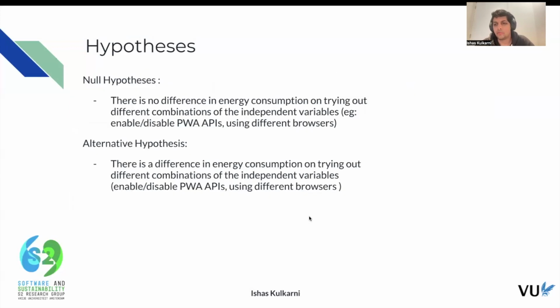Based on this information that we discussed, we formulate our hypotheses. Now, I will briefly go over the hypotheses of our empirical study. We have defined the hypotheses for each of the research questions that I previously mentioned. For the sake of time, the hypotheses are clubbed together here for each of our research questions. To begin with, we have the null hypothesis, which states that there is no difference in energy consumption on trying out different combinations of the independent variables. On the other hand, we have the alternative hypothesis, which states that there is a difference in energy consumption on trying out different combinations of independent variables that we discussed in the last slide.